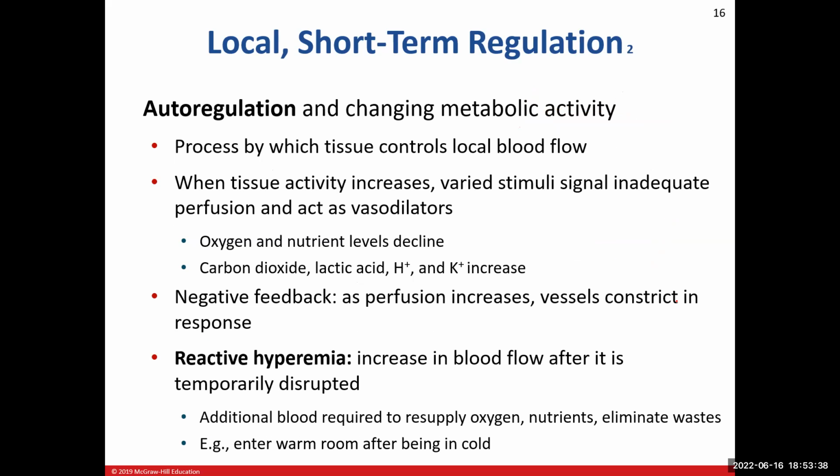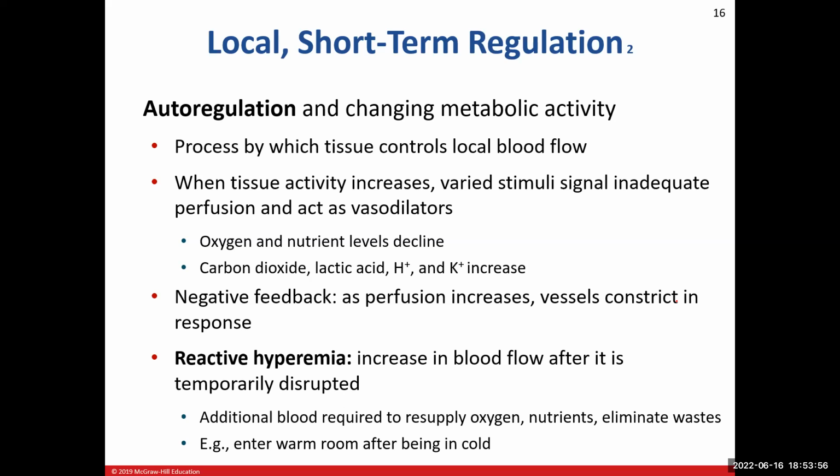Okay, auto-regulation. Auto-regulation is nice. It's autopilot. You don't have to worry about it. It's dependent on whatever the metabolic activity is going to be of those tissues here. And so this puts the tissues in kind of like the driver's seat here.